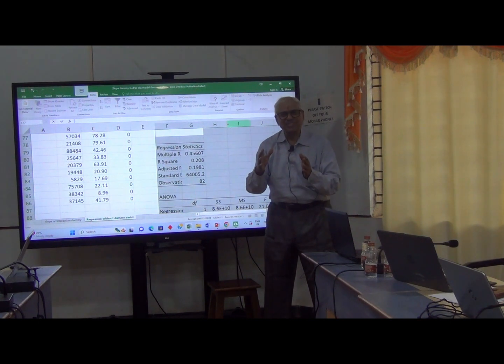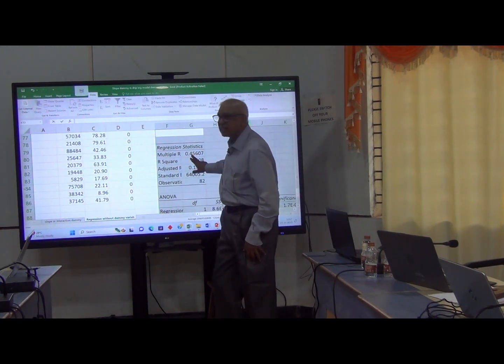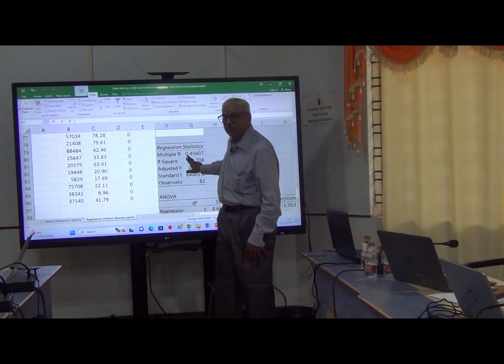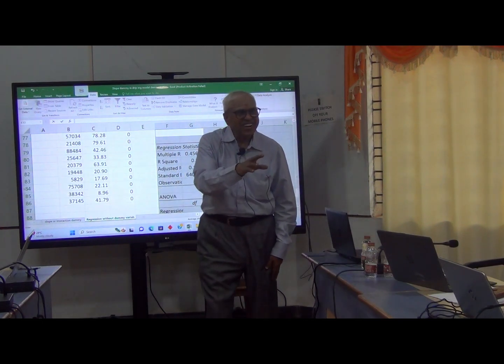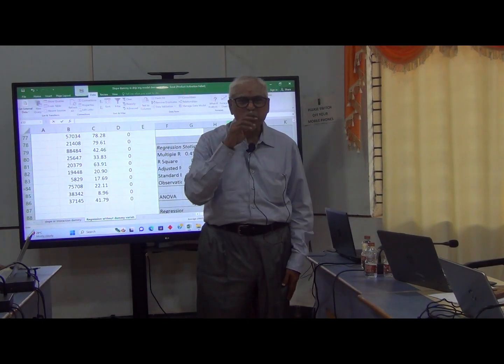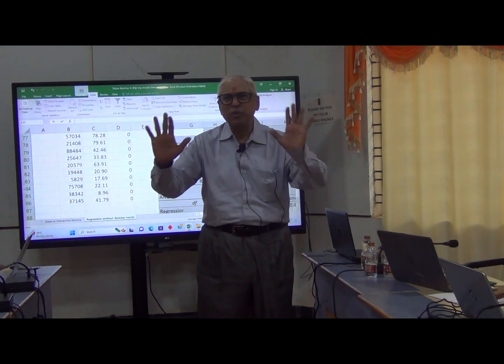How do you understand this? Positive. They are positively correlated. But can you say that it is because of water that net returns are increasing, or because of net returns that water is increasing? Can you say? No. Correlation will not give you causation. It only tells you that both of them are related.